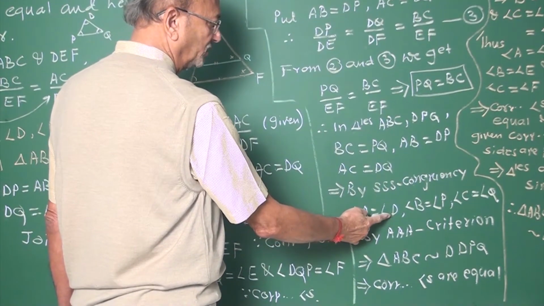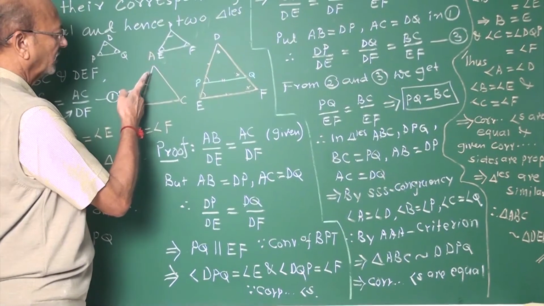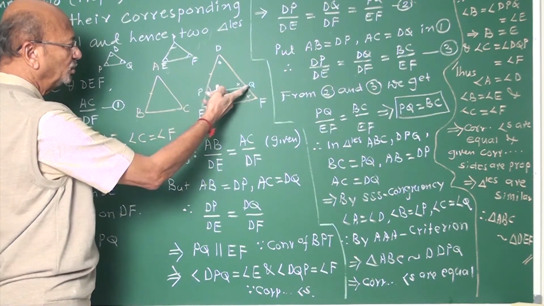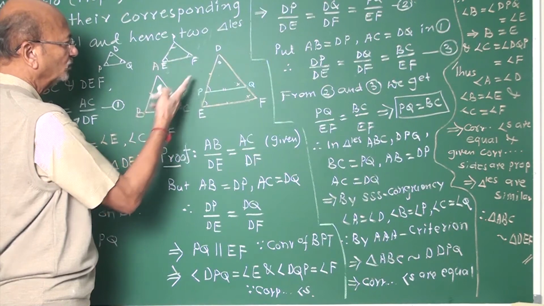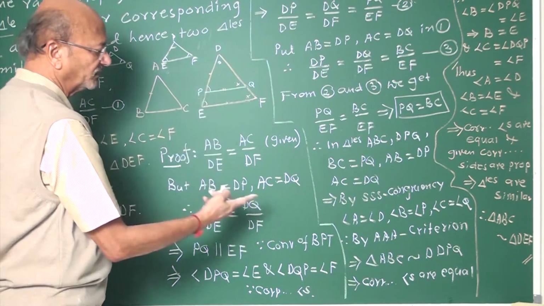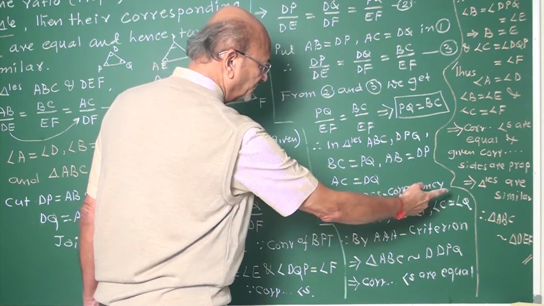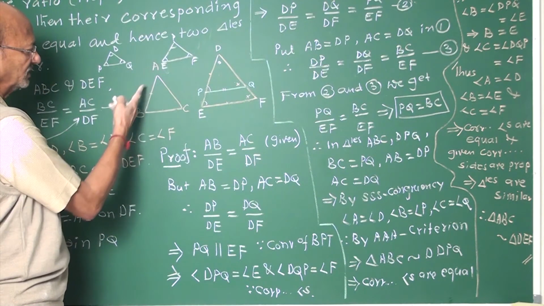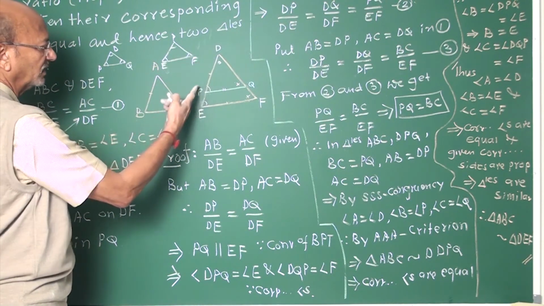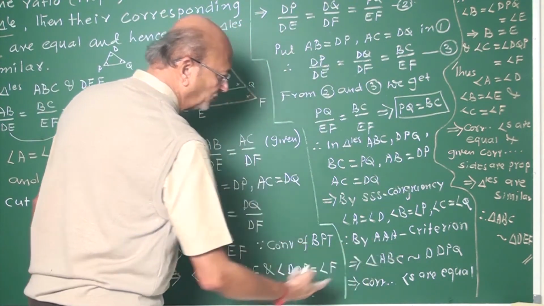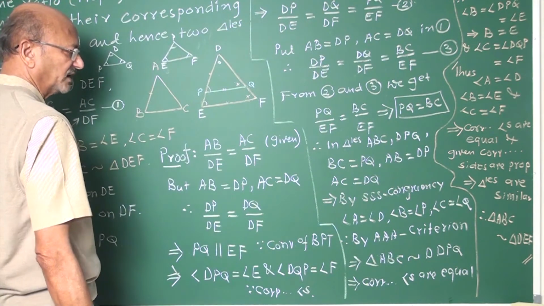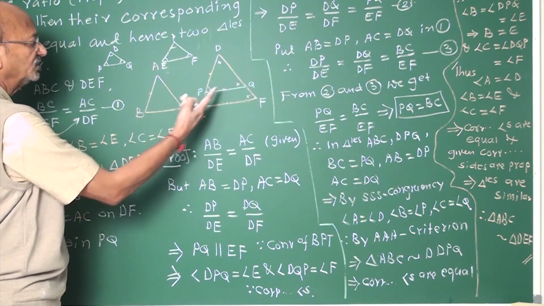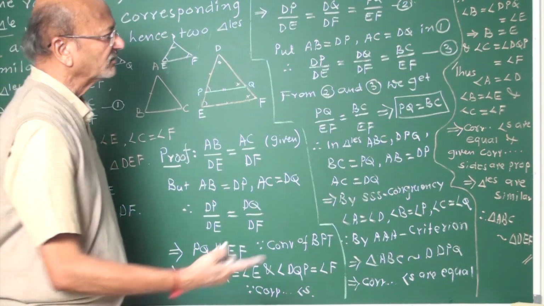Angles are equal. Angle A equal to angle D, angle B equal to DPQ or simply P, angle C equal to DQP or simply Q. Therefore, all the three angles are the same. By AAA criterion, triangle ABC is similar to triangle DPQ. Then corresponding angles are equal by the definition of similarity. Corresponding angle means angle B equal to angle P, angle C equal to angle Q, angle A equal to angle D.